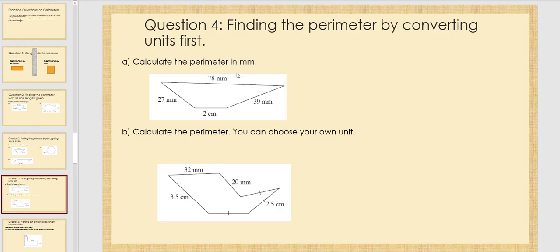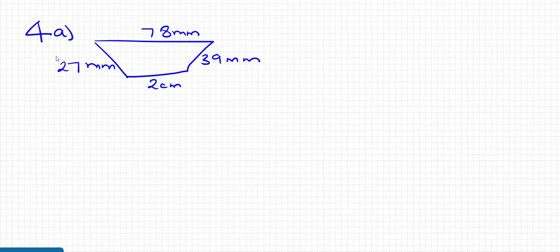Okay, for question 4, it's asking us to find the perimeter, but we have to convert units first. So we can see that, for example, in 4a, we've got millimeters here, and then centimeters and centimeters as well. So when we're calculating the perimeter, we have to make sure all the sides are the same unit before adding them up. Now with A, it says calculate the perimeter in millimeters. So it's specifically asking us to use millimeters. So for 4A, we're asked to have our final answer in millimeters. So I have to change my centimeters to millimeters.